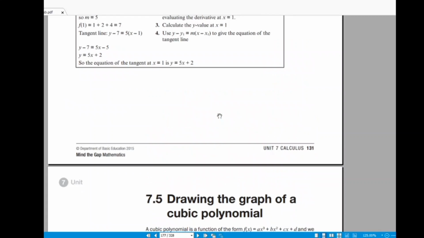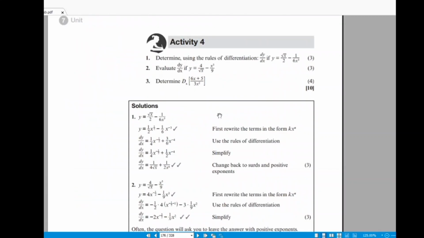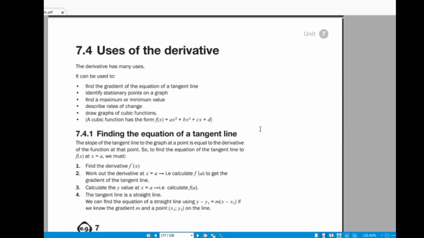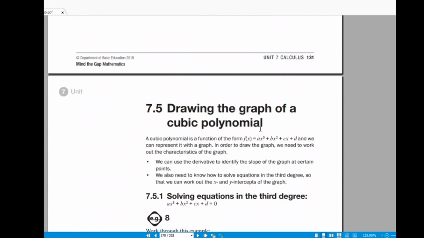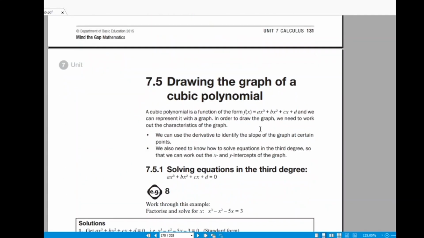So we have cubic polynomials, which is just cubic functions, right? The cubic polynomial is a function of the form f of x is equals to ax cubed plus bx squared plus cx plus d, and we can represent it with a graph, right?